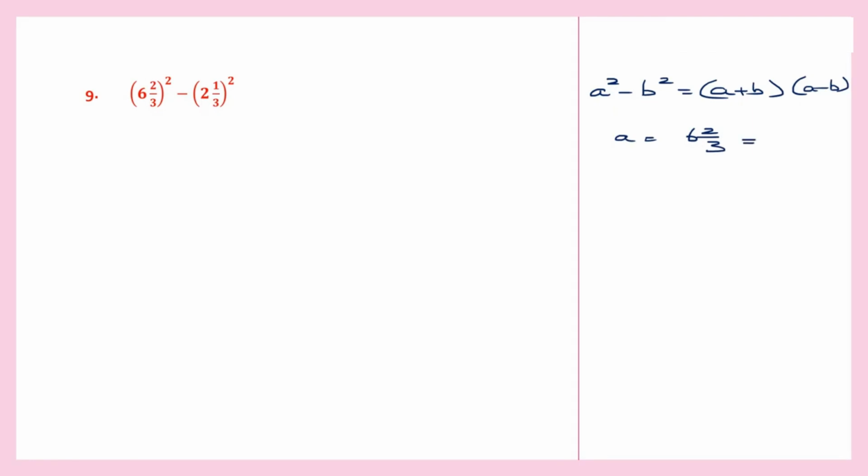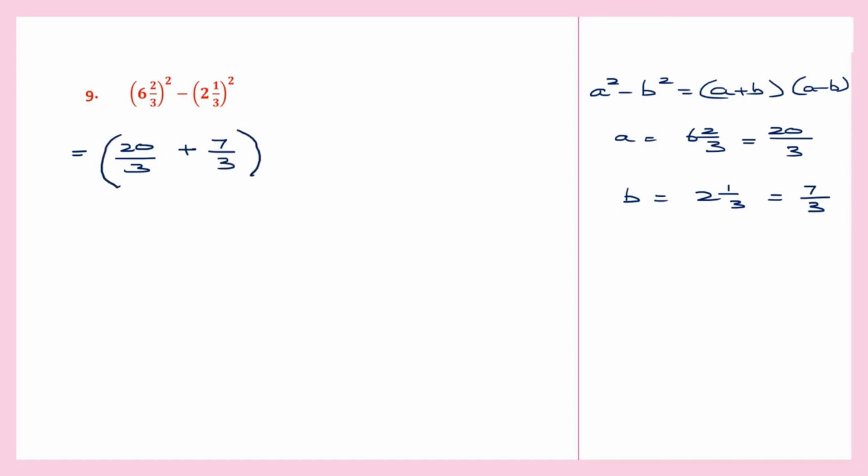Converted, 6 3s are 18 plus 2 is 20, so 20 by 3. And what is b? B is 2 1 by 3. Converted, 3 2s are 6 plus 1, so 7 by 3. Now we have to write a plus b. This is a and this is b. So a plus b into a minus b. Let's write that. So this becomes a, that is 20 by 3, plus b, which is 7 by 3, within brackets.